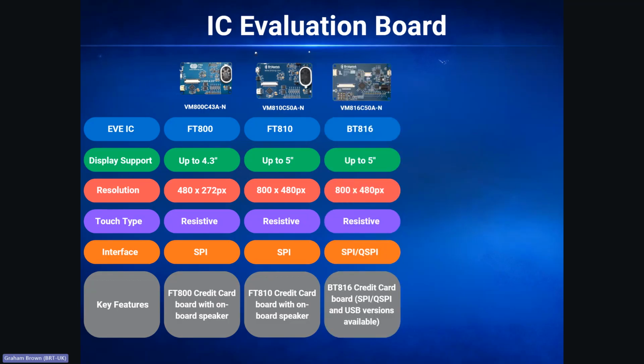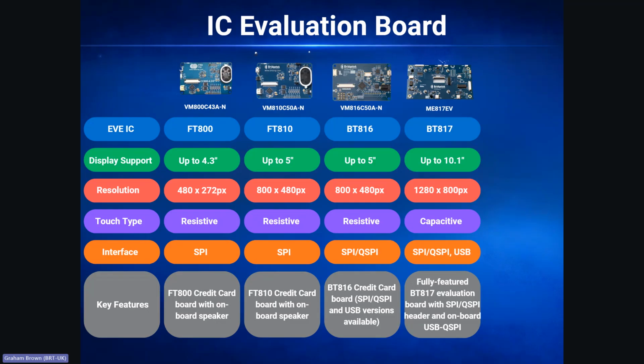The VM816 credit card module contains our BT816 and the module supports resolutions of up to 800 by 480 via its 40-pin RGB connector with resistive touch. It supports the additional features of the BT815 and 6, including external flash and Unicode fonts, as well as enhanced audio.